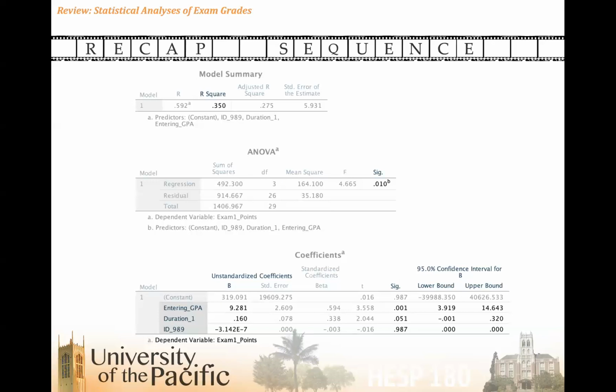Remember, significance signifies. And so entering GPA, with each additional point of your GPA, you go from 2 to 3. That's a big jump, right? You go from 2 to 3, 3.3 to 4.3, 2.3 to 3.3, 2.5 to 3.5, 3 to 4, right? A 1-point jump in GPA corresponds to a 9.3 percentage point jump in the exam. You go from 80 to 89.3, with a significance of 0.001.